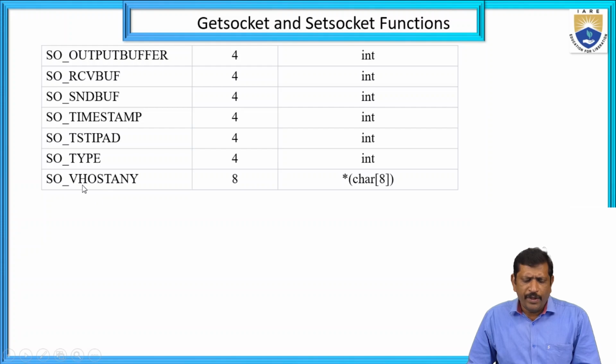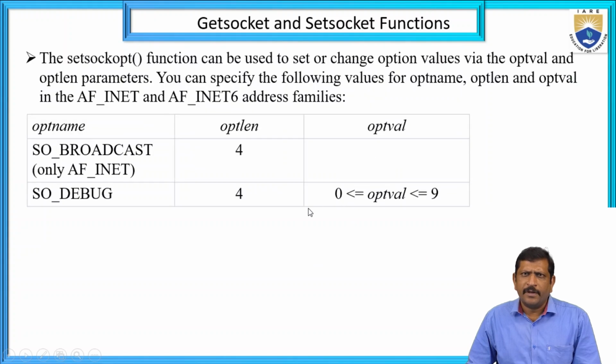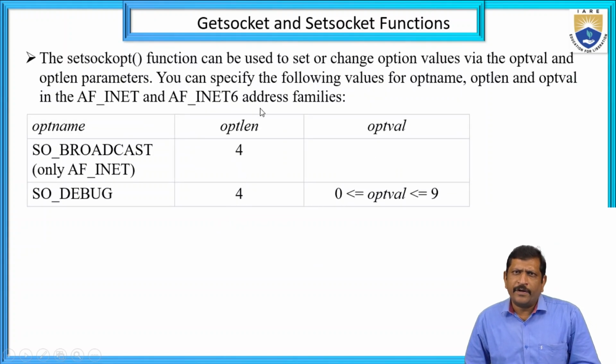That means here we host, anything will be considered as a host. Here destination or the host. That means now we are saying it as a host name, and the length is 8. So it is a character type. And setsockopt functions.